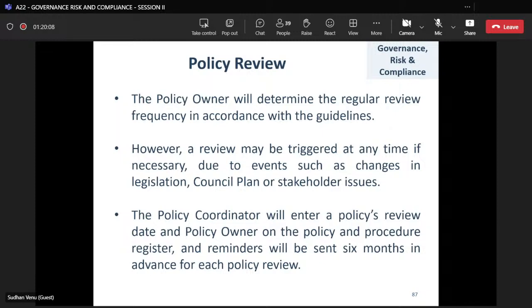The final thing is policy review, and they have some procedures for that also.